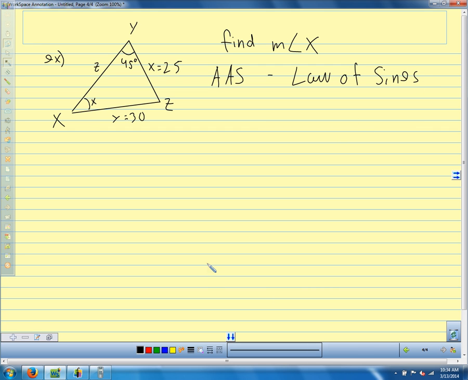And we're going to set up a fraction with the angle and the side across from it. And we'll use this angle and the side across from it. And we're going to set up the law of sines using those two. Now this time, since I'm solving for an angle, I'm going to put the sines of my angles on the tops of my fractions. So I'm going to say the sine of x over the side across from it, over 25, equals the sine of 45 over the side across from it.